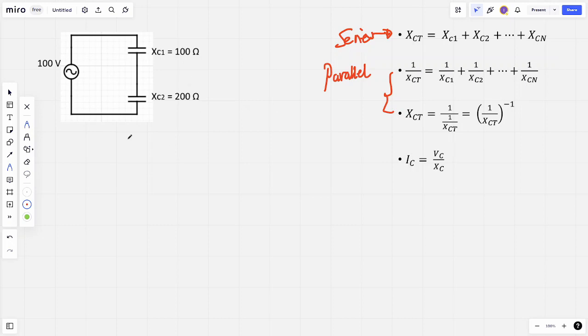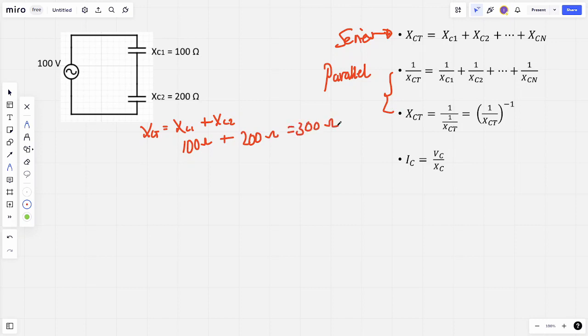So for this example, what does that actually look like? We've got two capacitors in series, therefore we use the capacitor series law. So that's going to be XC1 plus XC2, and that's going to give us our final XC total. And that's going to be 100 ohms plus 200 ohms, which is equal to 300 ohms.